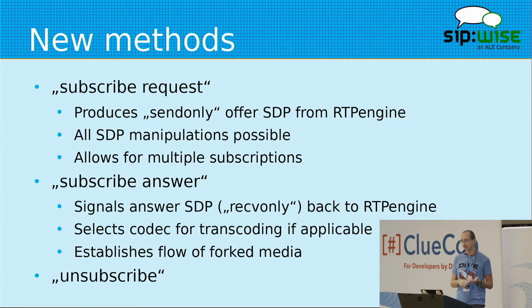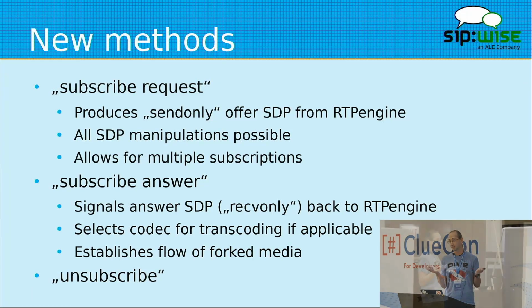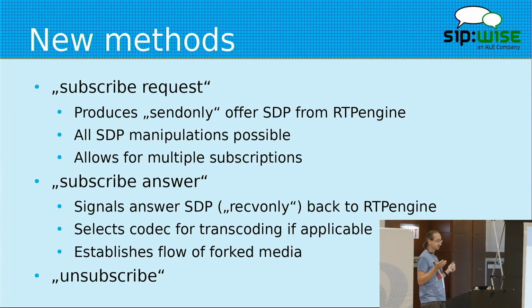You can add or remove encryption. You can add or remove transcoding. You can do it to a WebRTC endpoint or the other way around. And you can do this for multiple subscriptions at the same time. And then from the external system, you would get an answer SDP back that needs to be fed back into RTPengine. This is the subscribe answer.